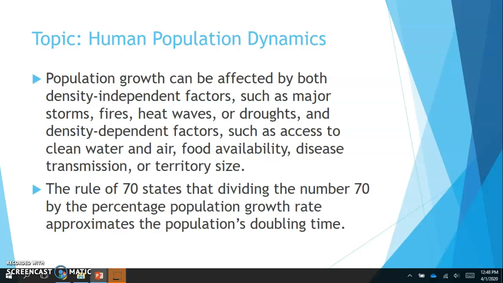Population growth can be affected by density-independent factors. So remember, if it's density-independent, it doesn't matter how many individuals are in a population. So those are storms, fires, heat waves, droughts. Those things will affect a population of animals, whether there's 2 individuals or 2,000. Density-dependent factors do depend on how many individuals you have in a population. So things like that include access to clean water and air, food availability, disease transmission, or territory size.